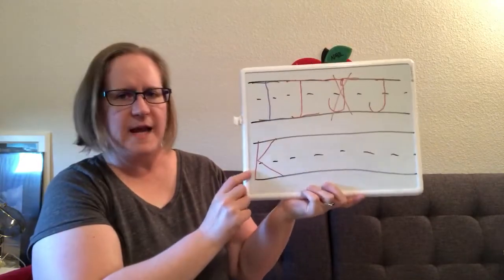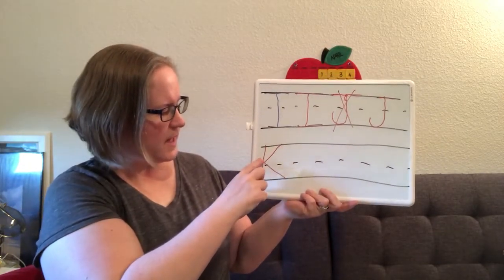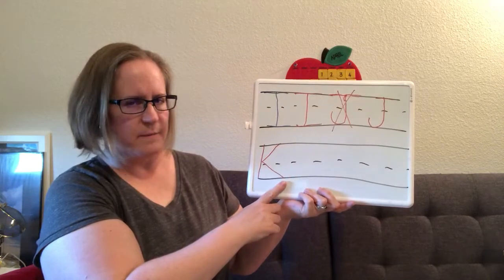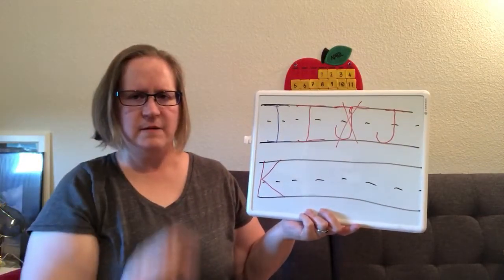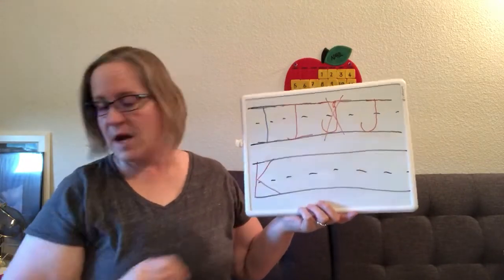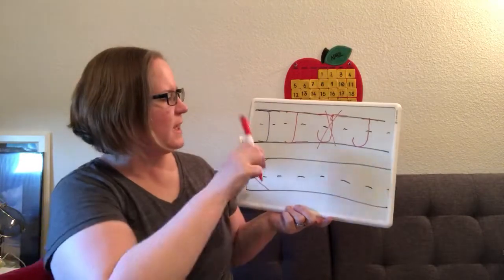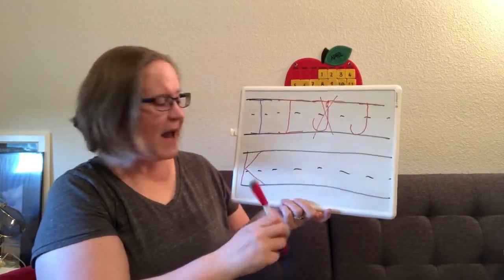Good, and then our K is a tall line down, diagonal line to the middle dotted line, diagonal line to the bottom baseline. Good, do that with me. Tall line down, diagonal line to the middle, diagonal line to the bottom. Great job. What comes after K? I, J, K. Yeah, L.